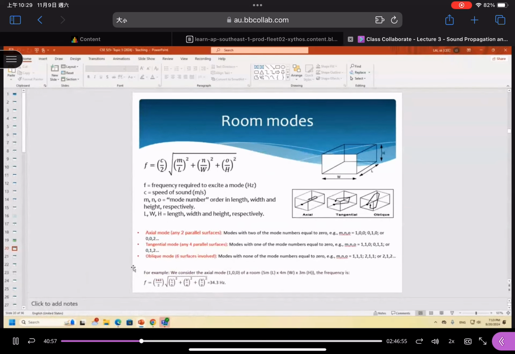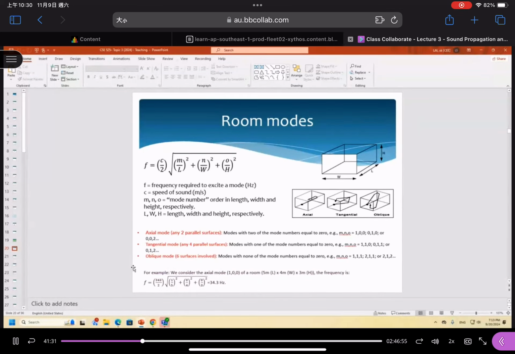If you take out this one and this one, can you observe this? When you set n and o equal to 0 and just consider m and l, this equation is the same as the equation for the closed tube. But now we need to consider the 3 dimensions, the length, the width, and the height of the room. So we have these equations.